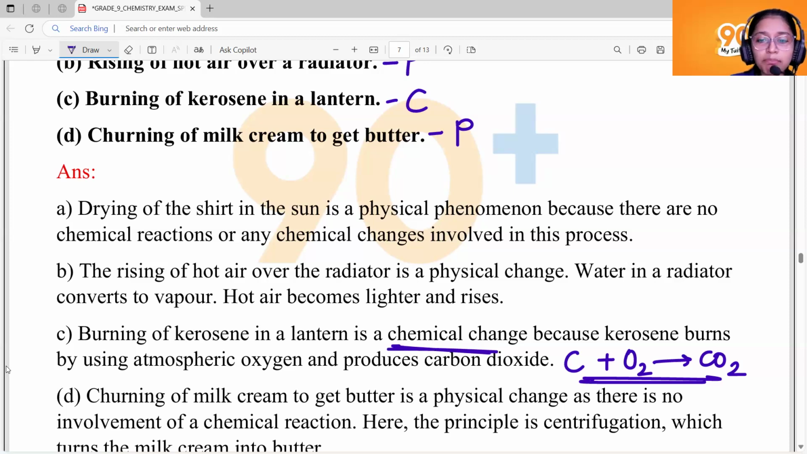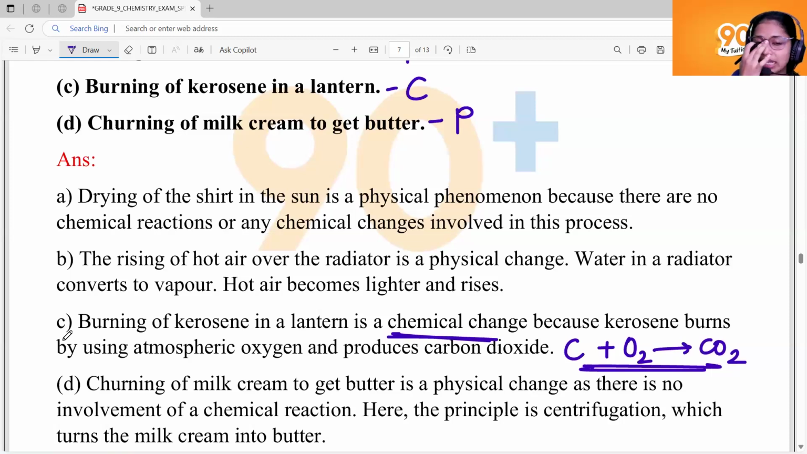Churning of milk cream to get butter is a physical change as there is no involvement of a chemical reaction. Here the principle is centrifugation, which turns the milk cream into butter. It just separates cream into butter and buttermilk. So it is again a physical change.